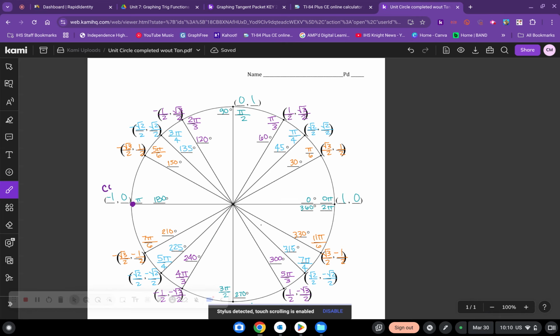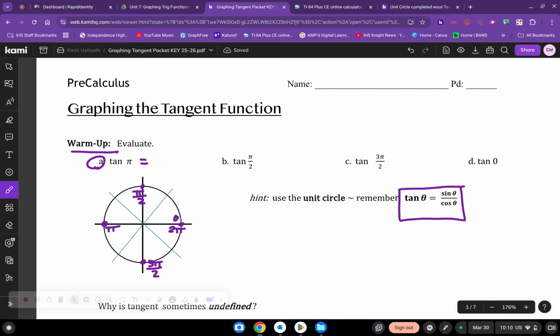Remember, cosine is the first coordinate, sine is always the second coordinate, so it would be 0 divided by -1. So 0 divided by -1 is equal to 0. Tangent of pi is equal to 0. The same thing happens over here at 0 and 2 pi. So tangent of 0 is also 0.